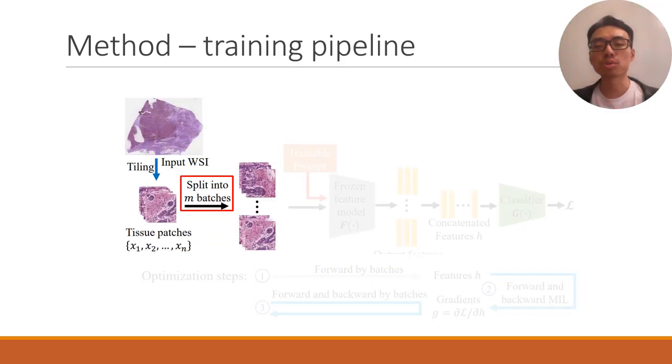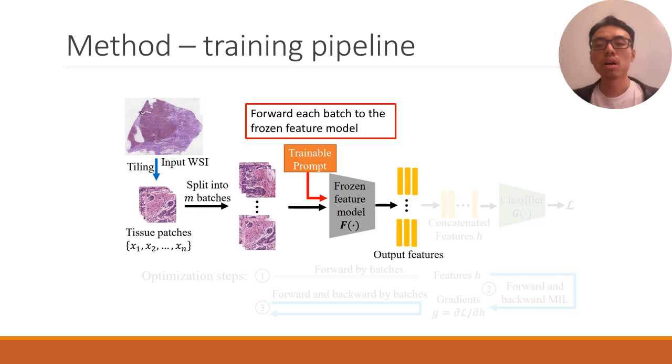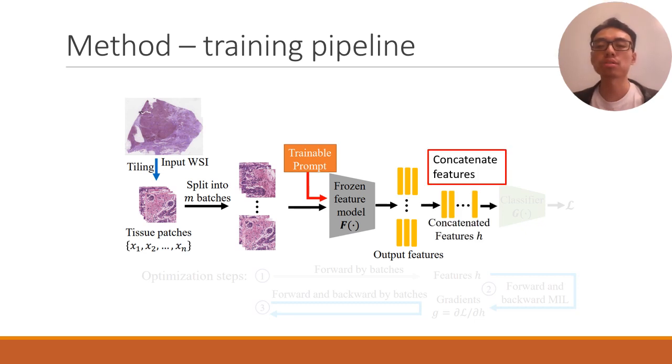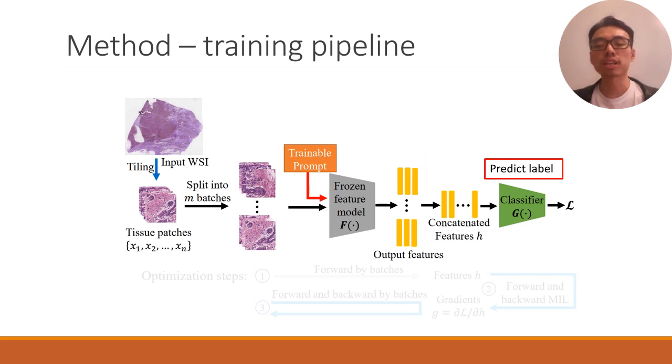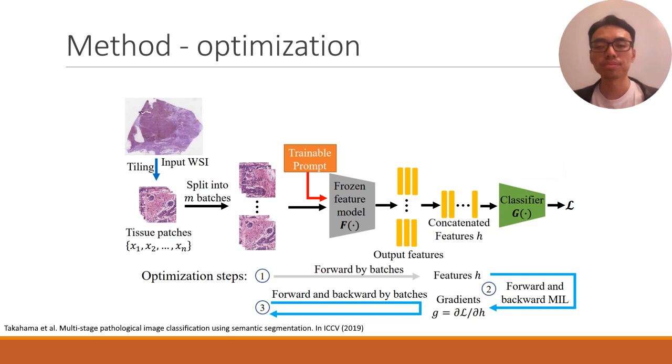In the first step of training, we break up the whole slide image into patches. We then group these patches into multiple batches to save GPU memory. We feed each batch together with our triangle prompt to the frozen feature model. Please note that the triangle prompt is shared across all patches and all whole slide images. We then concatenate these features and feed them to the classifier, which predicts the label and calculates the loss.